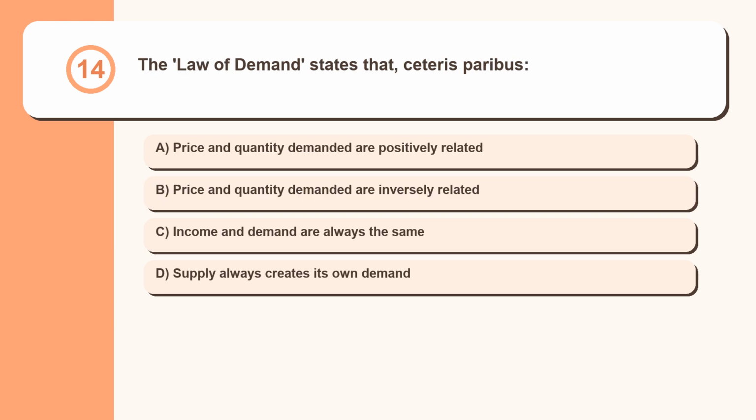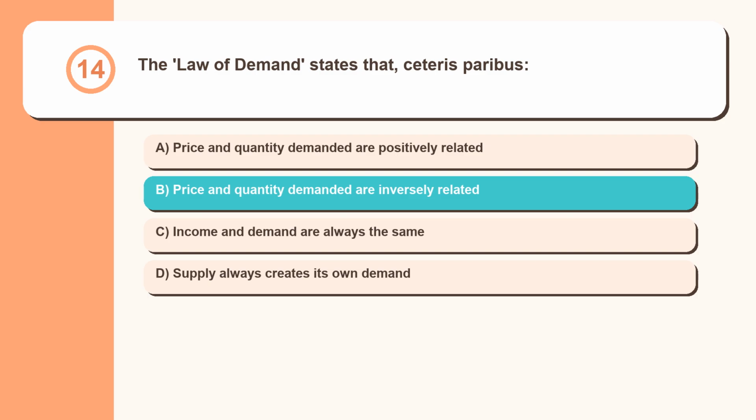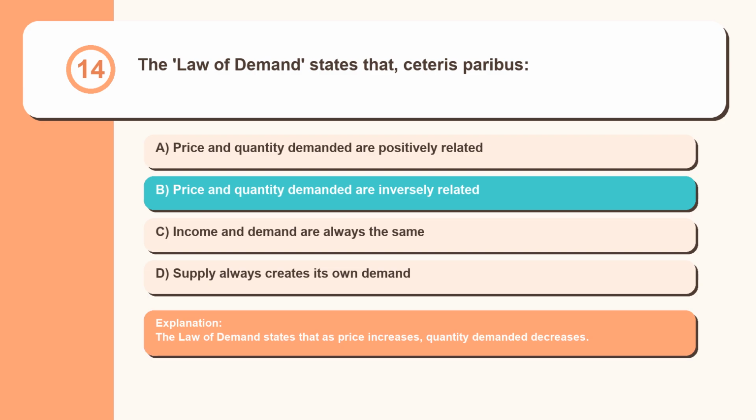Question 14. The law of demand states that, ceteris paribus, price and quantity demanded are positively related. Price and quantity demanded are inversely related. Income and demand are always the same. Supply always creates its own demand. The law of demand states that as price increases, quantity demanded decreases.